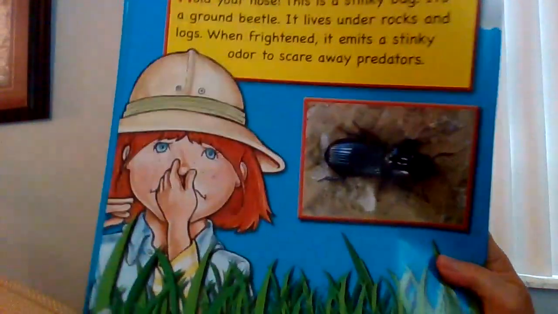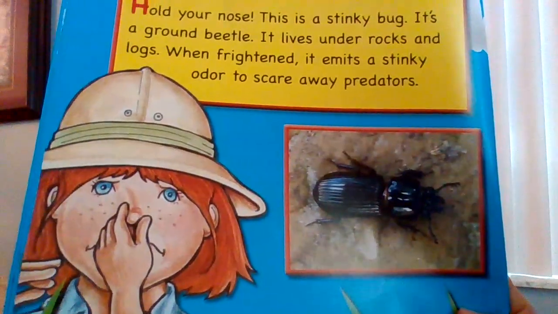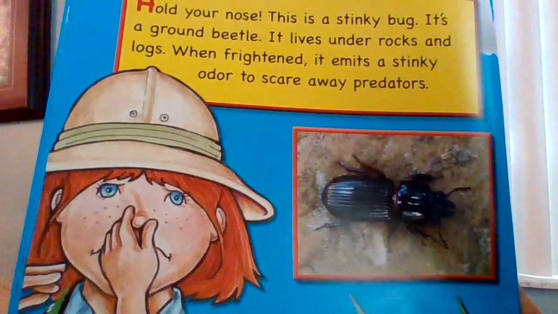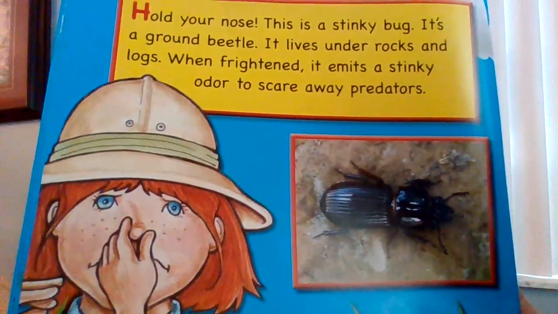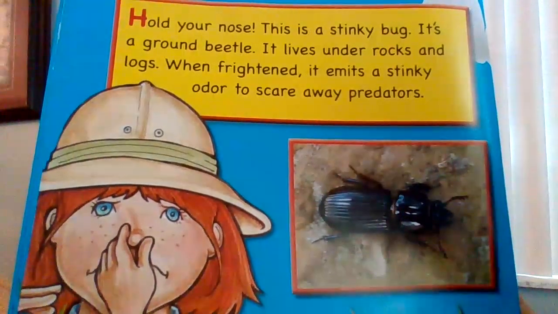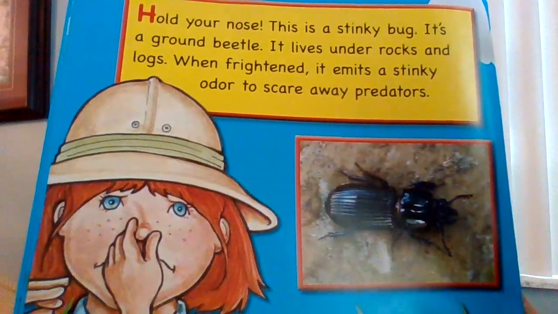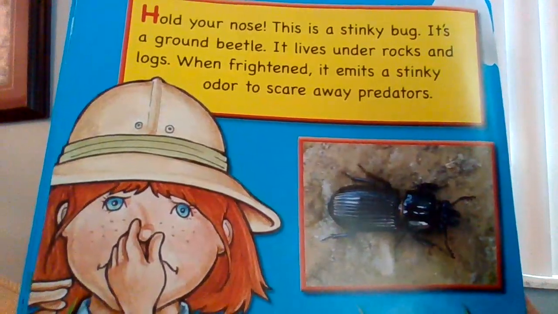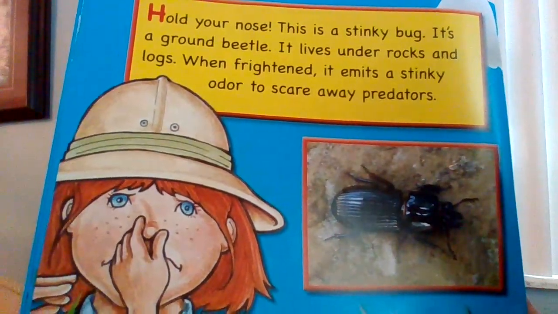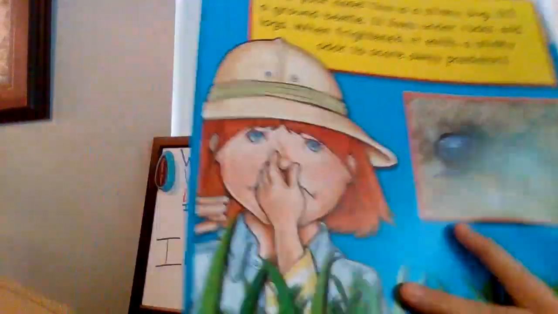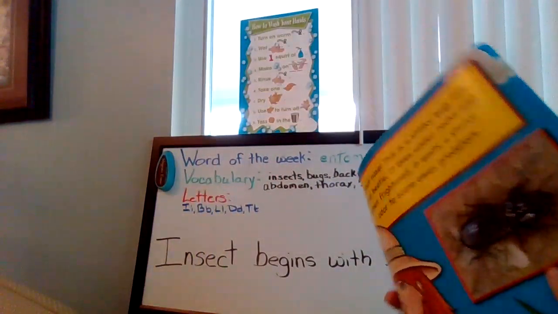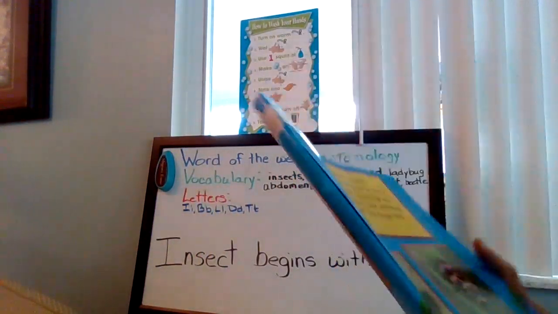Hold your nose! This is a stinky bug. It's a ground beetle. It lives under rocks and logs. When frightened, it emits a stinky odor to scare away predators. Those are two vocabulary words, emits and predators.